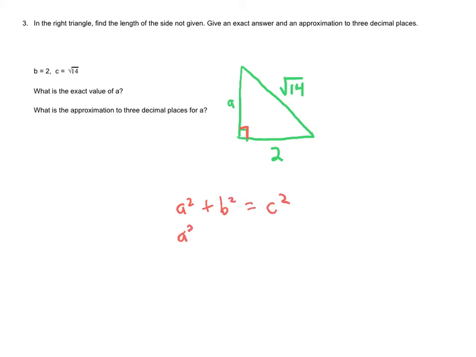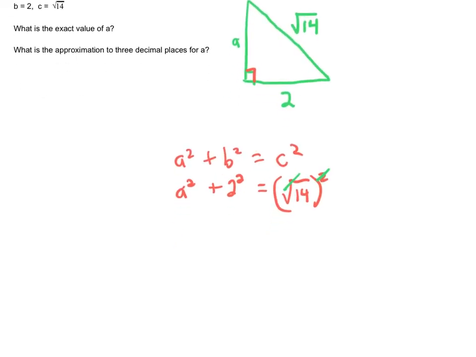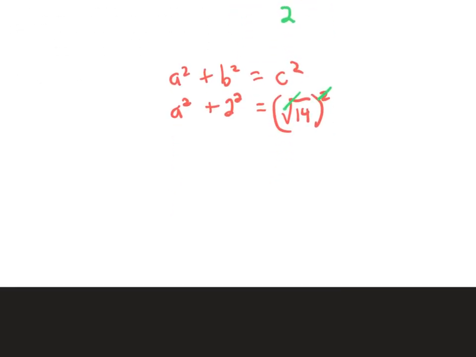A we don't know, plus B, which is 2. We want to square that. And then C, which is the square root of 14 squared, replacing C. And then on the right, remember what I said earlier about square roots and squares canceling each other out. So we've got a squared plus 4 equals 14.